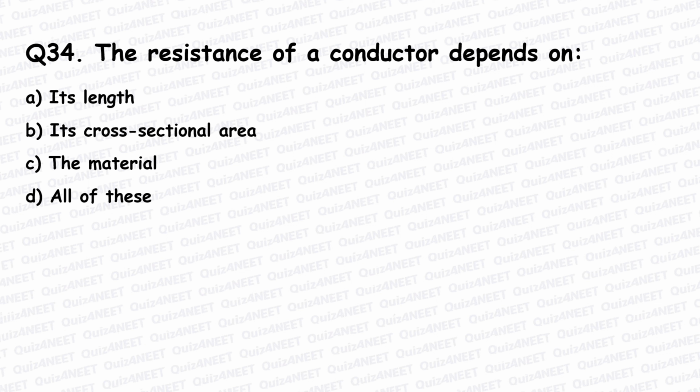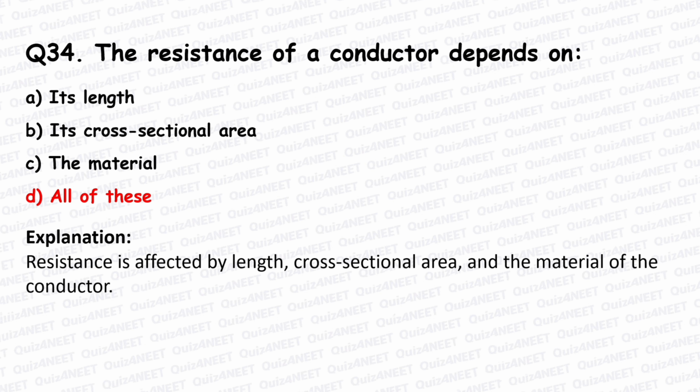Q34. The resistance of a conductor depends on its length. B, its cross-sectional area. C, the material. D, all of these. Answer D, all of these. Explanation. Resistance is affected by length, cross-sectional area, and the material of the conductor.